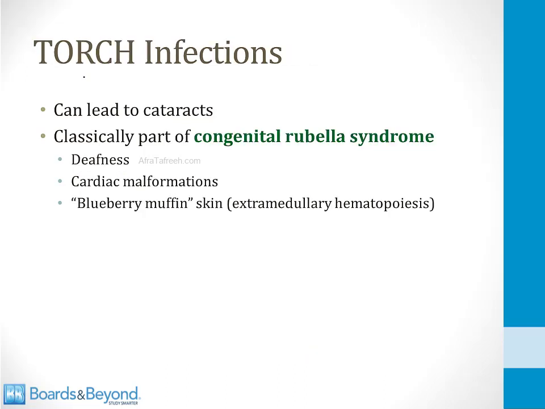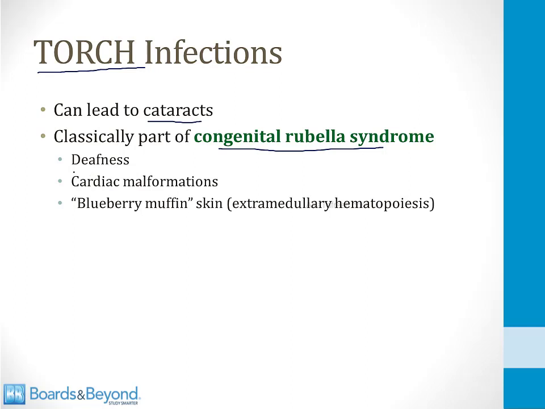Finally, I'll finish with this slide and mention the TORCH infections. These are the infections which are dangerous to the fetus if they occur during pregnancy. A number of these can potentially lead to cataracts in babies. Classically, cataracts are part of the congenital rubella syndrome. If a mother develops rubella, her child can be born with the rubella syndrome, which includes cataracts.